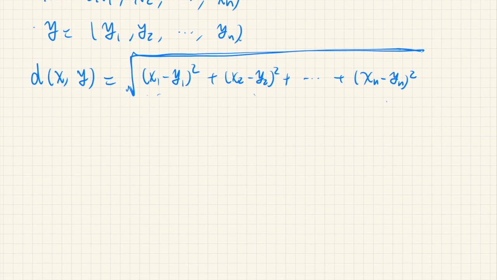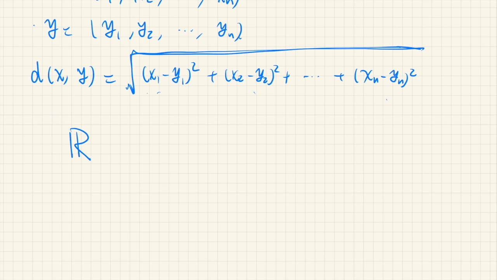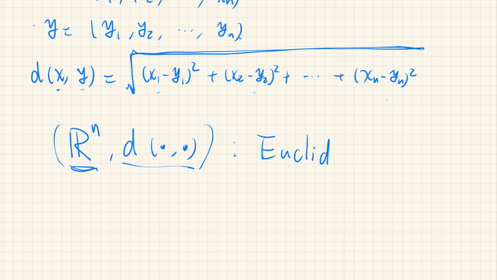In general, this space, R to the power of n, and the distance function. The distance function is a function of 2 variables, actually. So this pair, this set and the distance function, is called the Euclidean space. And this distance function is called Euclidean distance.